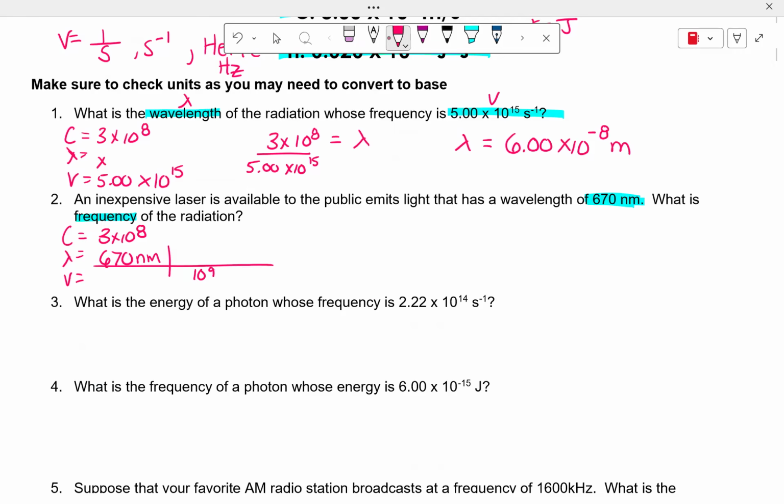10 to the ninth nanometers is 1 meter. So this becomes 6.70 times 10 to the negative seventh meters. And again, as I said, whatever we are solving for ends up alone. So in this case, frequency is over here. And then we end up dividing by the other number we had. You want to make sure you are using your E button or putting this bottom number in parentheses.